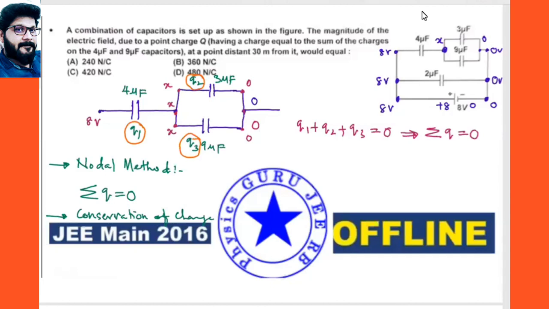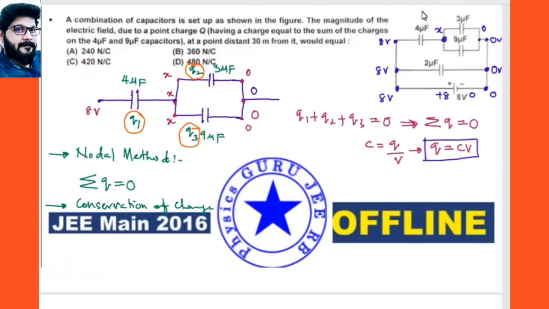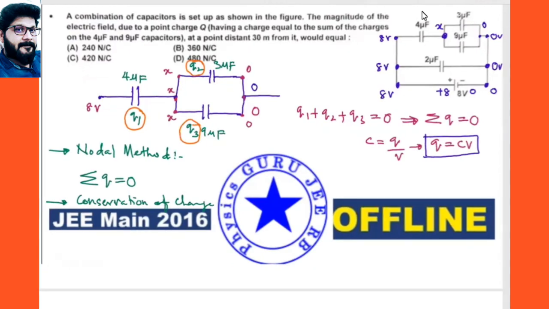Is it clear? We know that C is equal to Q by V, or Q equal to C into V. So I can now write, instead of Q, C1 into delta V plus C2 into delta V plus C3 into delta V equal to 0. Hope this is clear till this point. Any doubts, let me know, then we'll proceed.